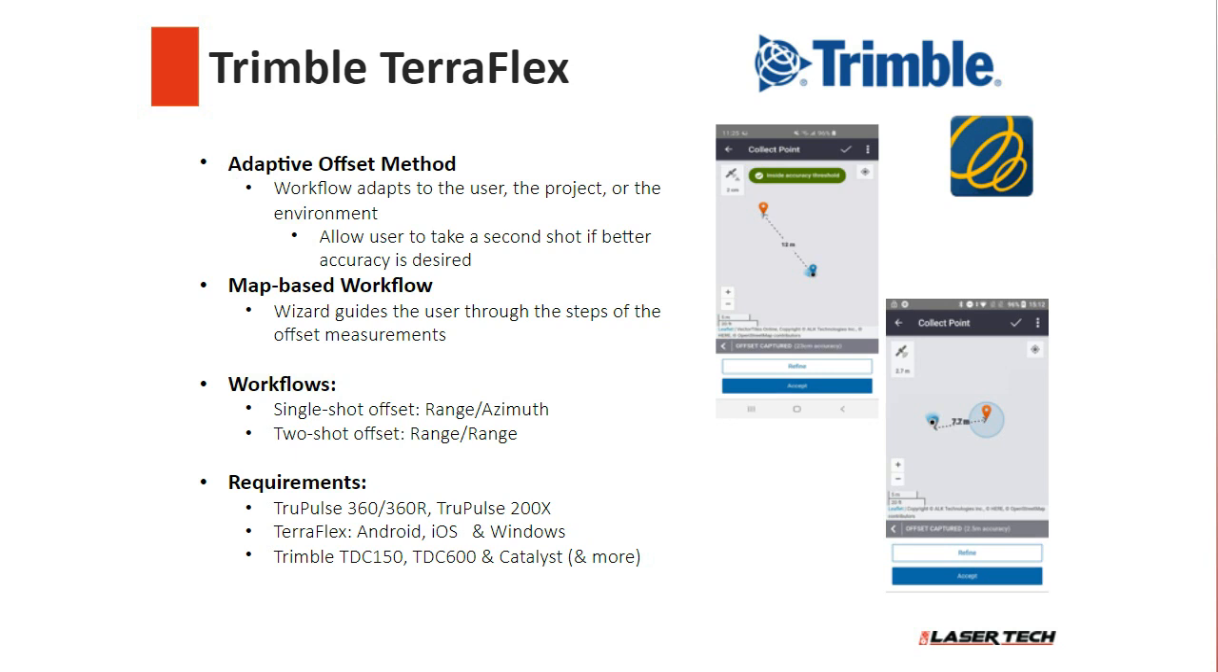And if it doesn't fit into your tolerance, it will automatically go into a different routine. So if you started off with that single shot routine or single shot offset, and your tolerance wasn't what you needed, it will automatically take you into that two-shot offset. So it's a really wizard-like workflow that walks you through things, so you can see everything happening right on the map, right there on the screen. And then also the different requirements. Again, I want to talk about TerraFlex goes on all different operating systems, and our 200X is again the one that works with the iOS devices.